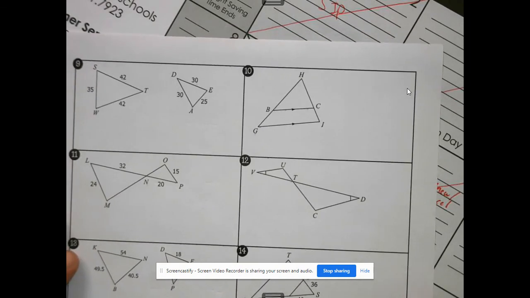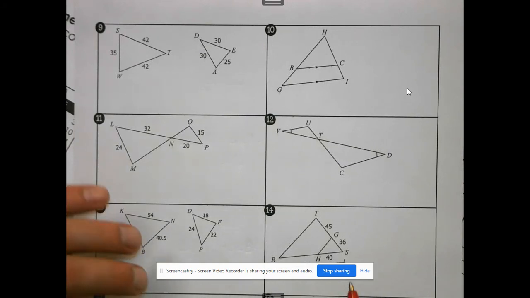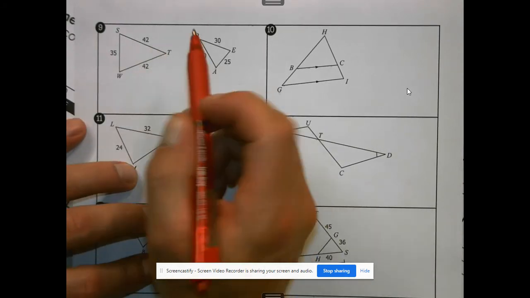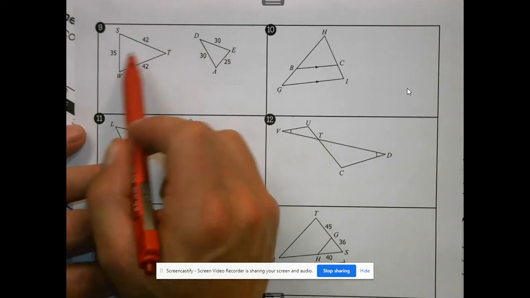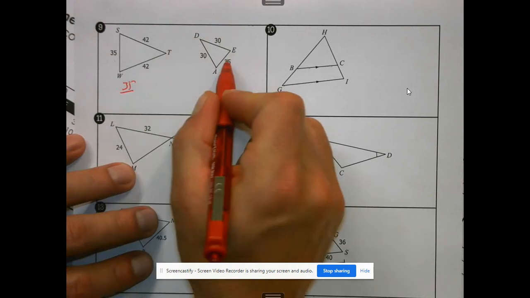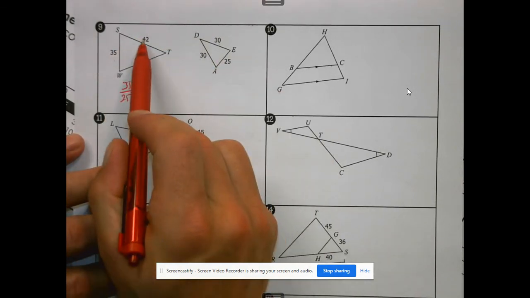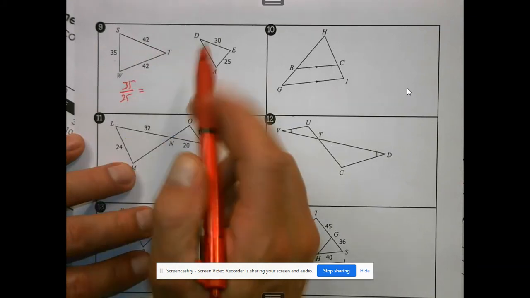Last page. Number 9, all I see are side measurements, so I'm thinking possibly side, side, side. So let's match them up. Small on left is 35. Small on right is 25. And they get the same measurements, right? So just go 42 over 30 for the next one.